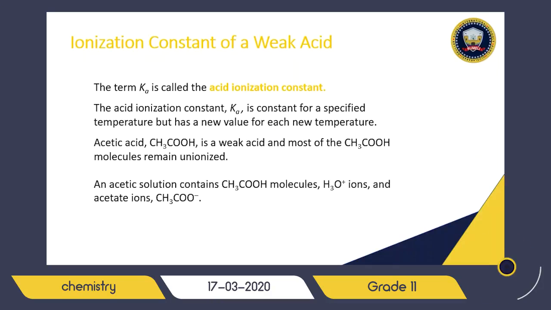Acetic acid, CH3COOH, is a weak acid and most of the CH3COOH molecules remain unionized. An acetic solution contains CH3COOH molecules, hydronium ions, and acetate ions, CH3COO-. So, as we said, acetic acid is a weak acid. That's why some of the acetic acid molecules will ionize and dissociate to hydronium ions and acetate ions, while most of the acetic molecules will not ionize.